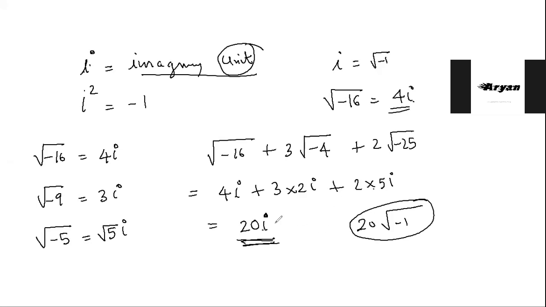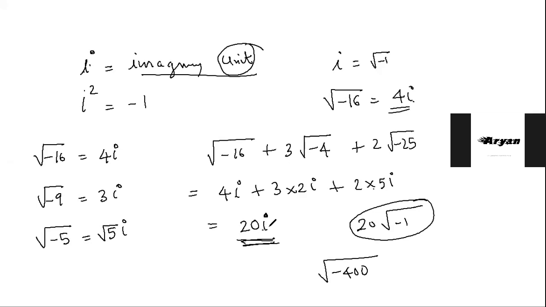It is not -20. It is root of -400. Sir, if you will not write it this way. Sir, if it is i square, then only -1. Yeah, i square will be written as -1.